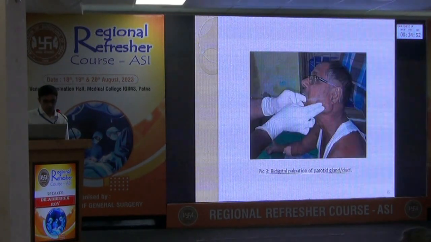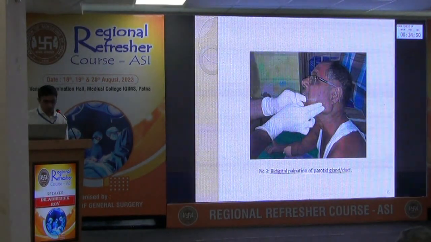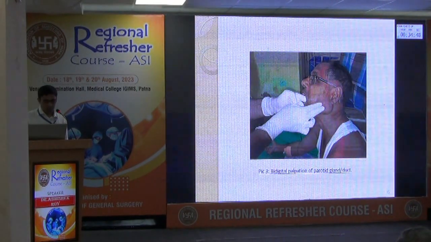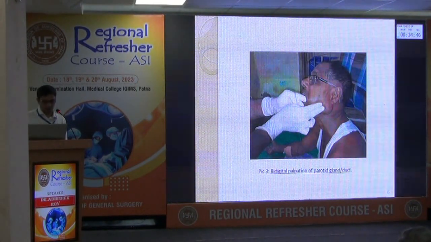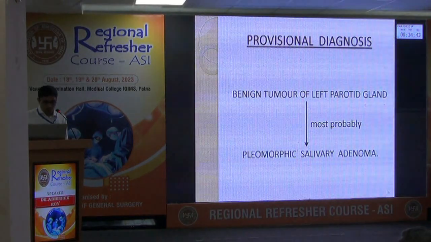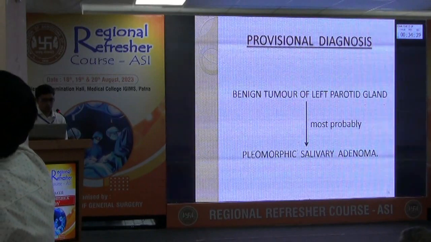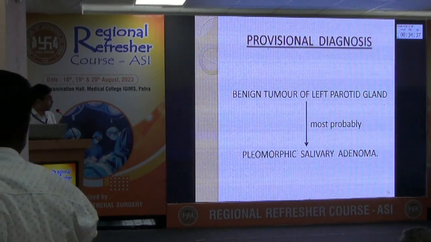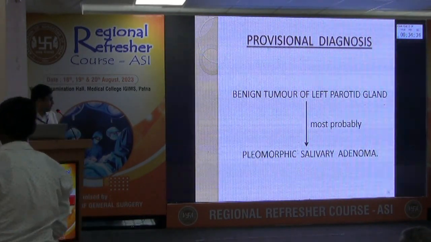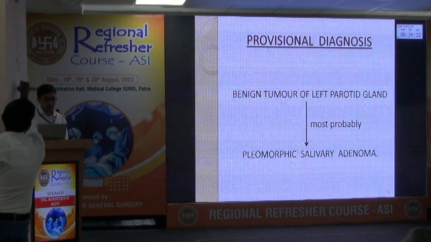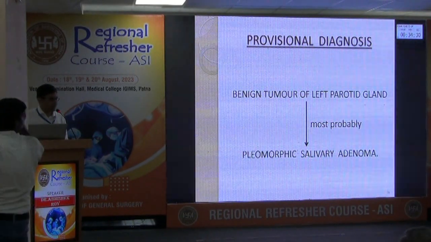Going by all this, this is a picture of the bidigital palpation, one hand over the cheek and the other hand from inside. So going by all the points I told, the provisional diagnosis was, I thought, a benign tumor of the left parotid gland of the patient, and going by the incidence rate, I think it's a pleomorphic salivary adenoma.